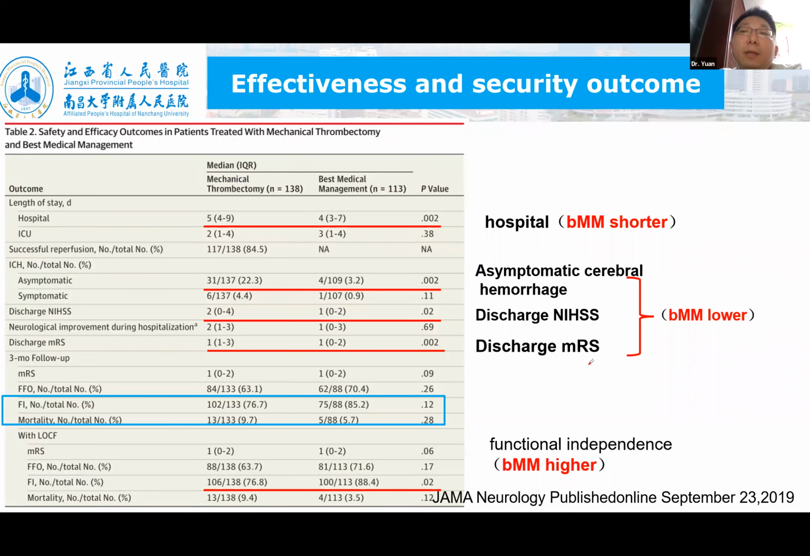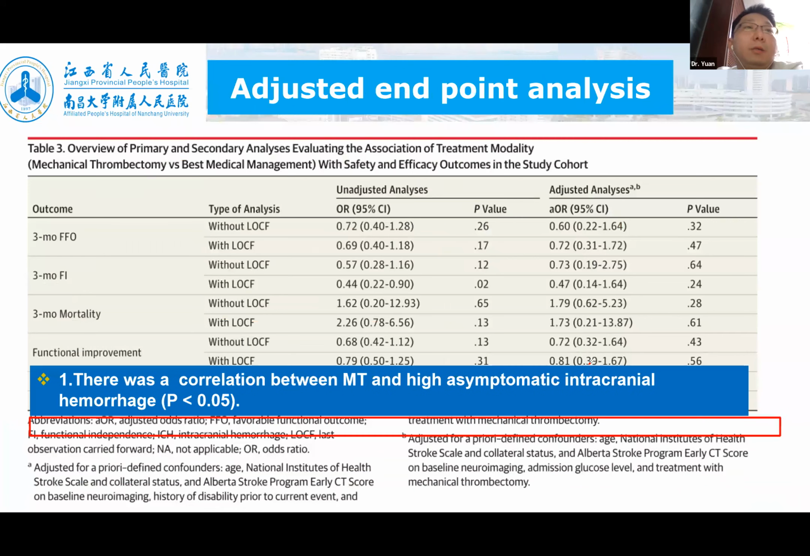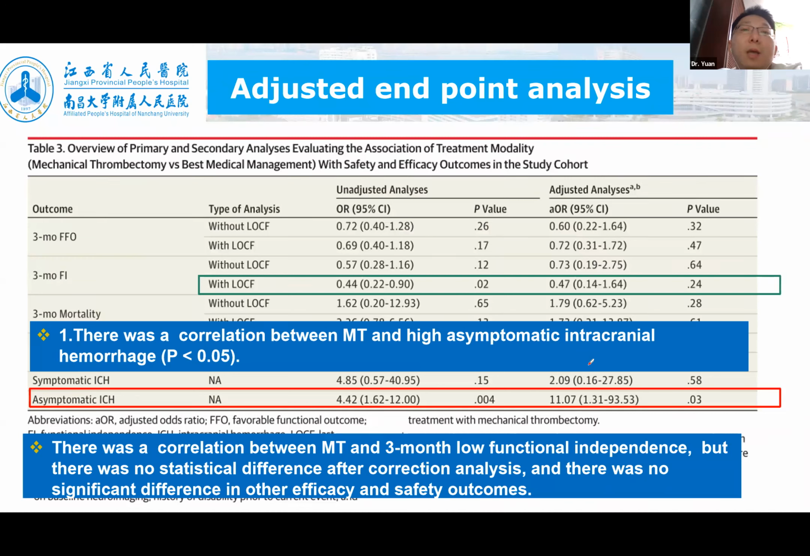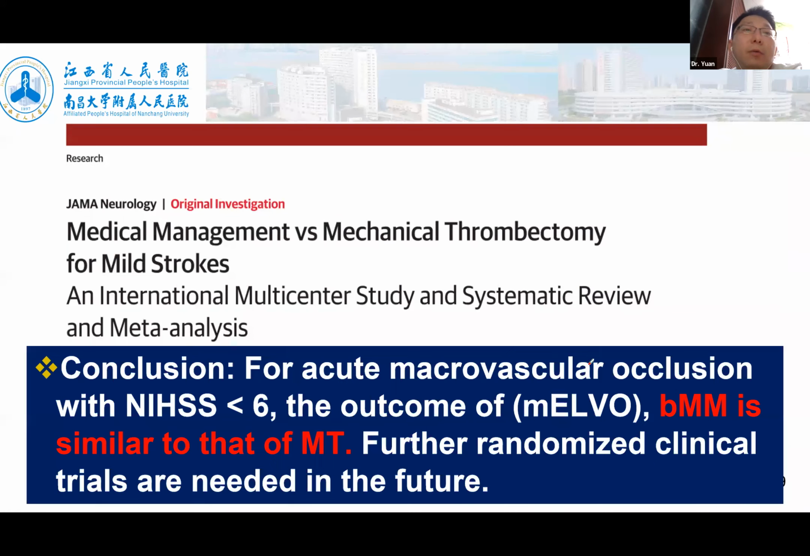As well as functional independence. We also showed that there was a correlation between MD and high symptomatic intracranial hemorrhage. We can also see that there was a correlation between MD and 3-month functional independence, but there was no statistical difference after correlation analysis, and there was no significant difference in other efficacy and safety outcomes. In this article, we can conclude that for acute macrovascular occlusion with NIHSS less than 6, the outcome of the medical treatment is similar to that of the operation, and we should conduct further studies and conclude in the future.